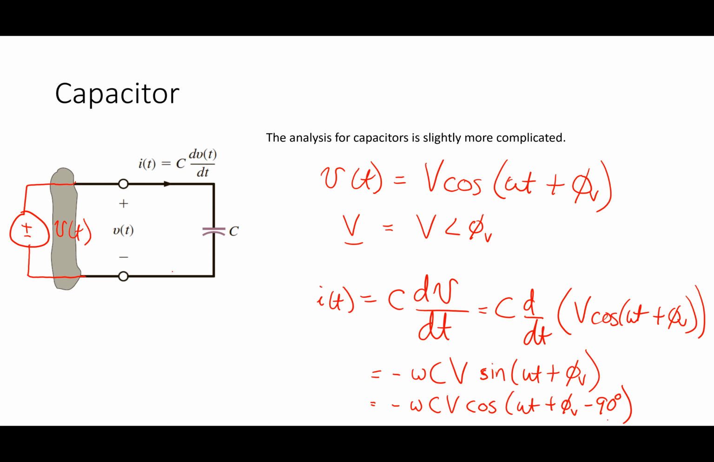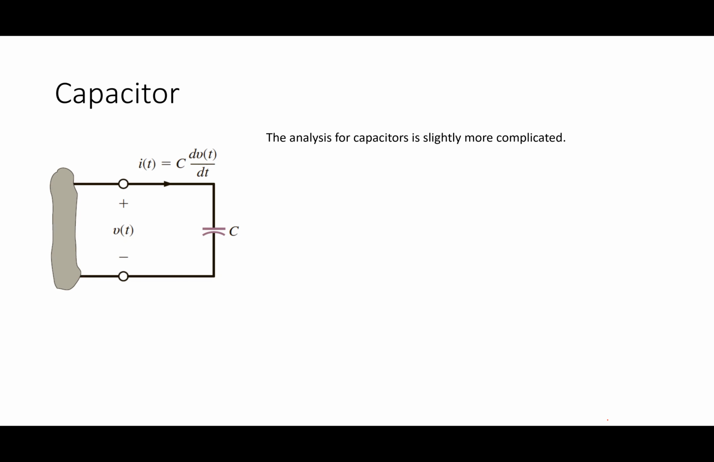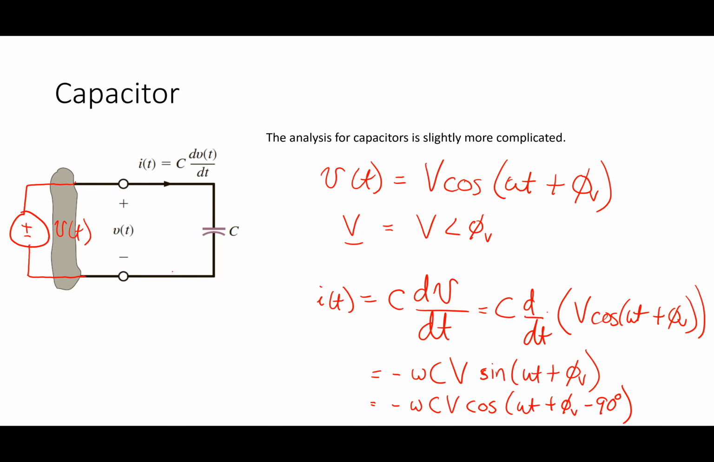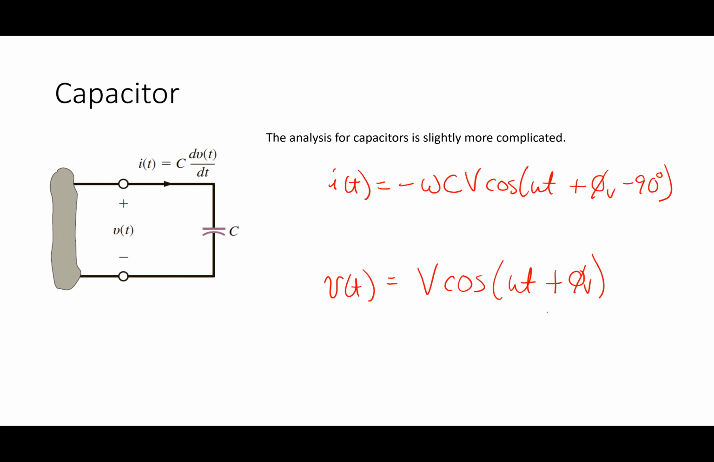Okay. So what I've written here, just to be clear: I've got I of t equal to negative omega C V cosine omega t plus phi v minus 90 degrees, and I've got v of t equal to V cosine omega t plus phi v. How did you find I of t equal to negative omega from the previous equation? I took the derivative there. The derivative of cosine is minus sine, and because I have omega t, the omega spits out. So I end up with that result there.